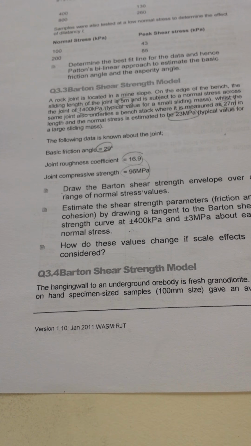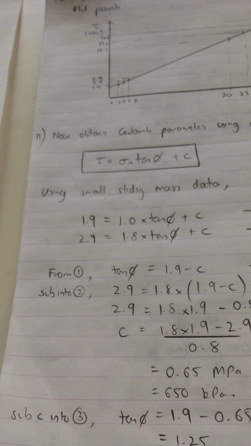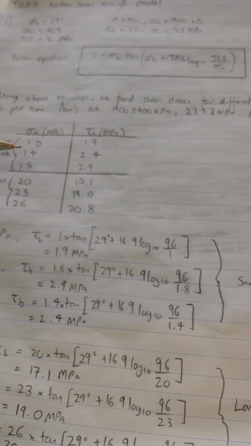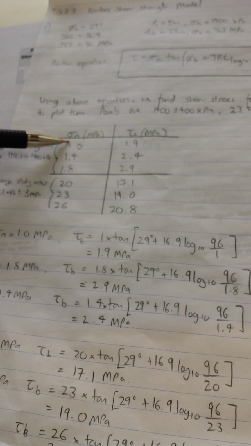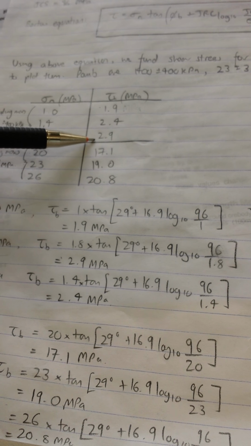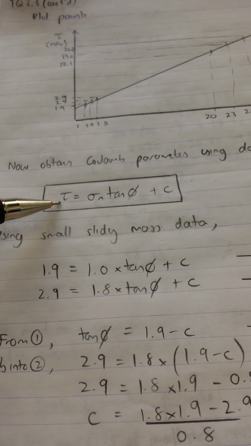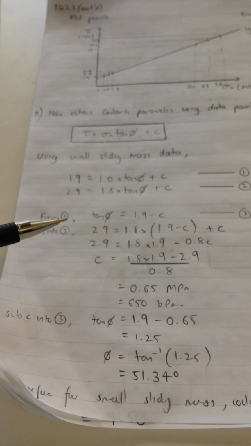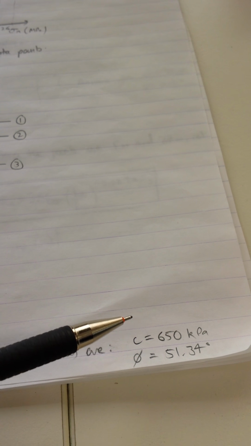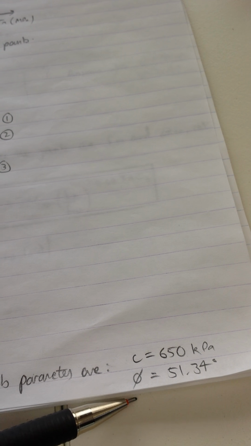Coulomb's equation. So here's the Mohr-Coulomb equation. If we plug in our numbers from the previous part, so over here, for say 1 megapascal normal stress, we have 1.9 shear stress. The 1.8 normal stress, we have 2.9 shear stress. So we plug those two numbers into the Coulomb equation. We get those two equations, solve them simultaneously as I've done, and you end up getting 650 kPa for your cohesion and 51.34 for your friction angle.